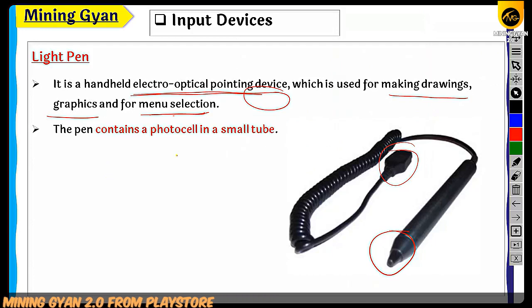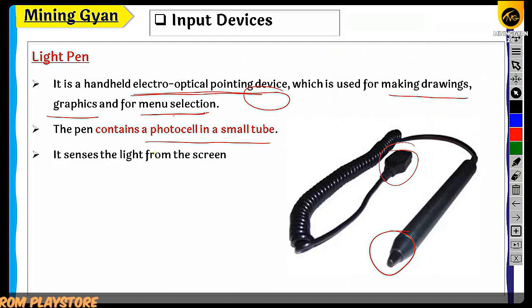So the pen contains a photocell in small tubes. It senses the light from the screen. So basically it totally depends on the sense of light, and it can be used to write down or mark, or make drawings or graphs on any kind of screen.